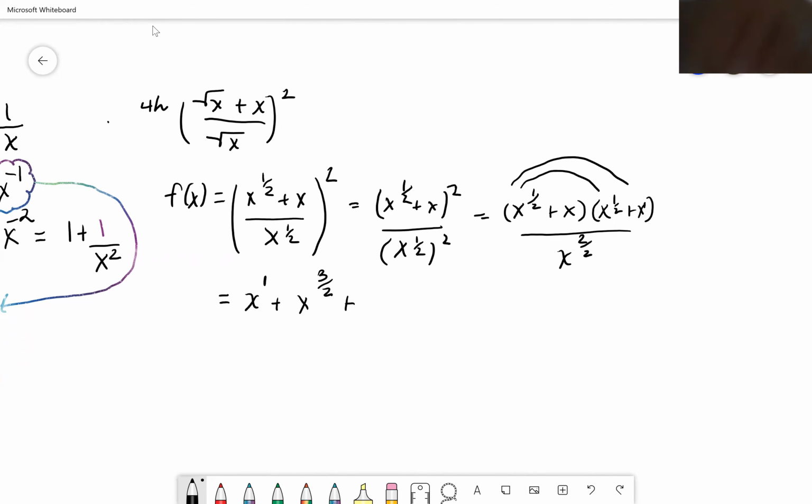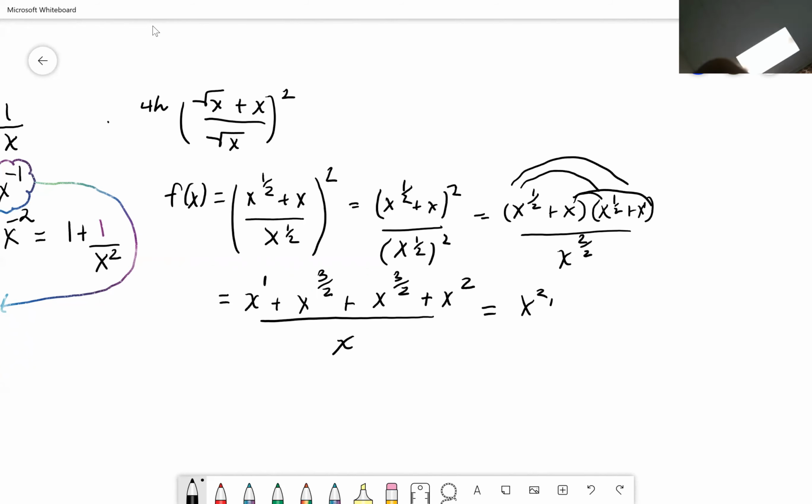Then you do it again here. You get another x to the 3 halves because you're adding the exponents. And then you get x to the second, because the last one is x to the first power times x to the first power. And then you can divide this by x. And now you can combine like terms. So you have x to the second plus 2x to the 3 halves plus x, divided by x.